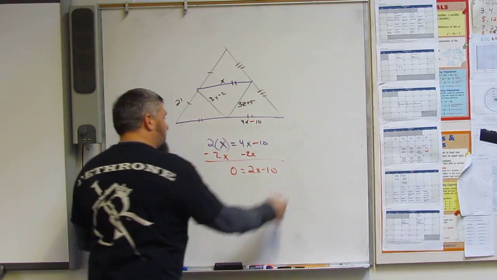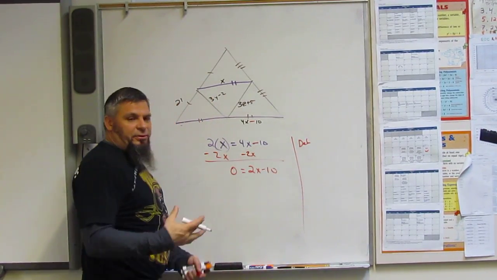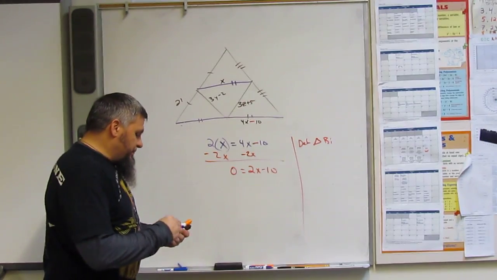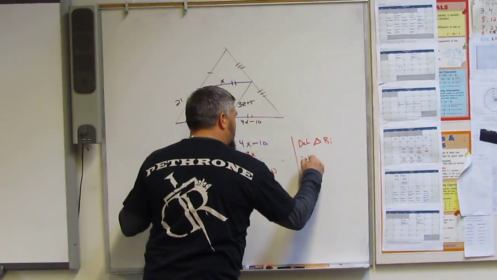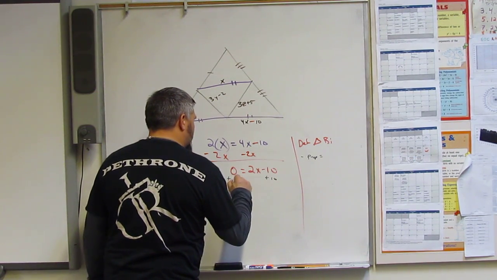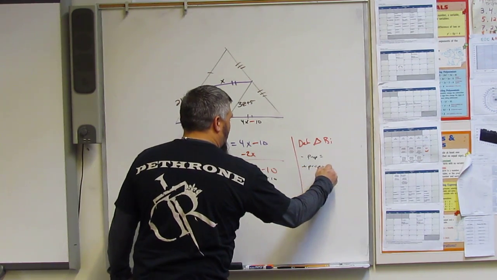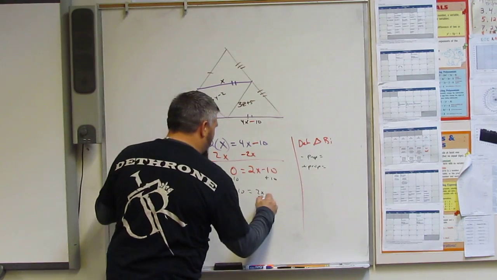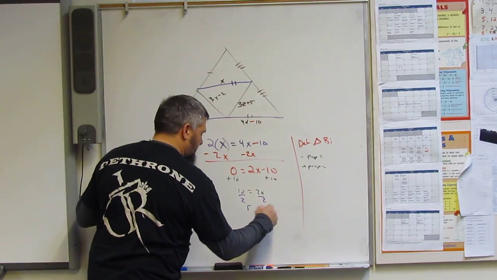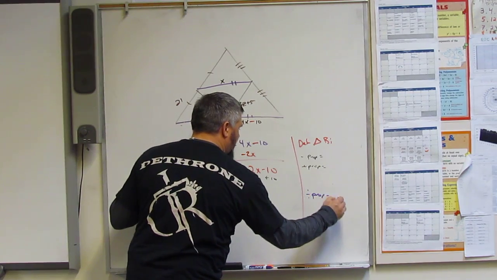And so here, remember, why can we do this? Definition of the triangle bisector. Okay, next, subtraction property of equality. Next, plus 10 plus 10, so 10 equals 2x. Okay, addition property of equality. Divide by 2, 5 equals x. Okay, division property of equality.